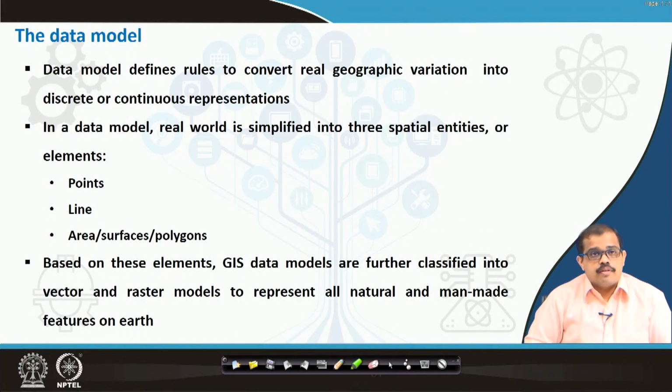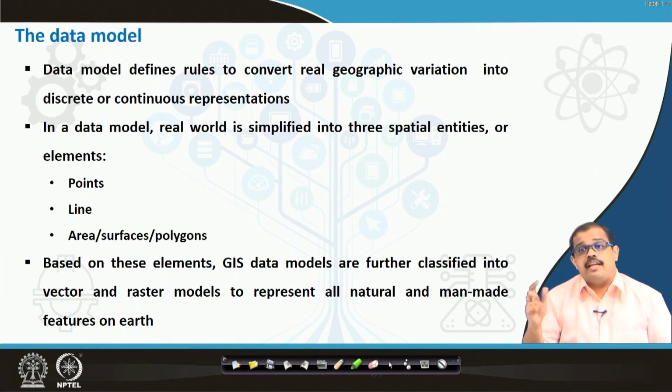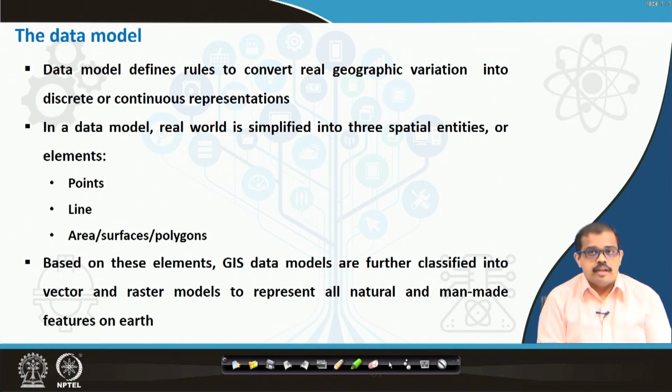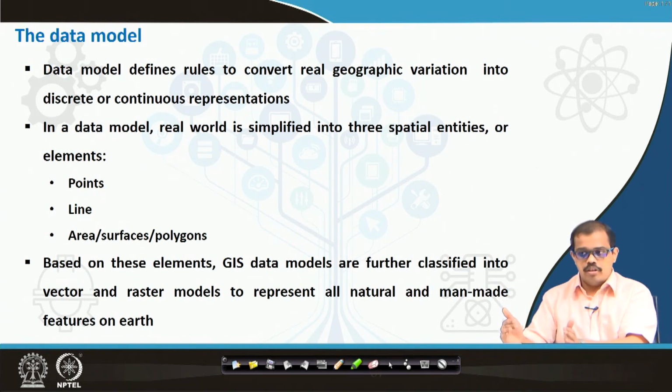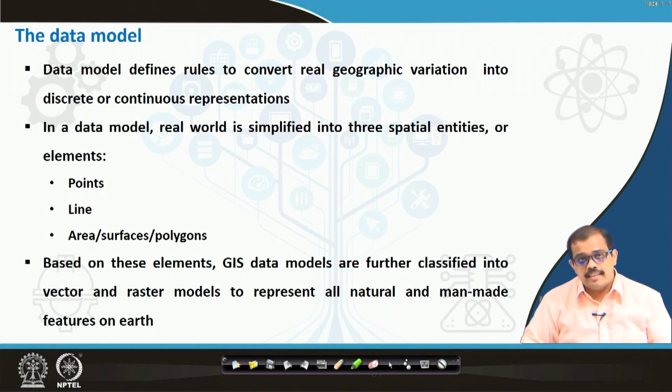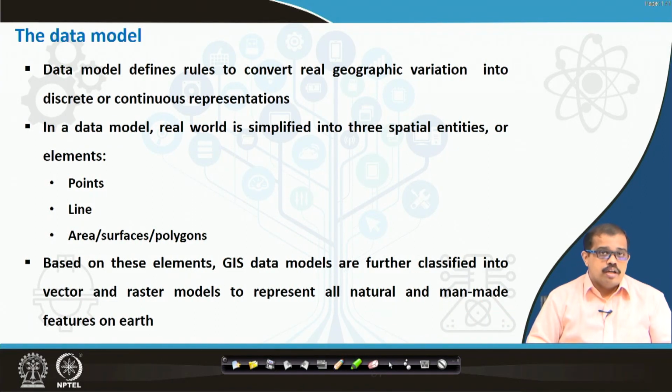Okay. So, now we have been speaking about data model. So, now what do you really mean by a data model? A data model defines the rules to convert real geographic variations into discrete or continuous representations, which means that you are converting the real world into either a discrete value or a continuous value, without which a data model does not exist. In a data model, the real world is simplified into 3 spatial entities.